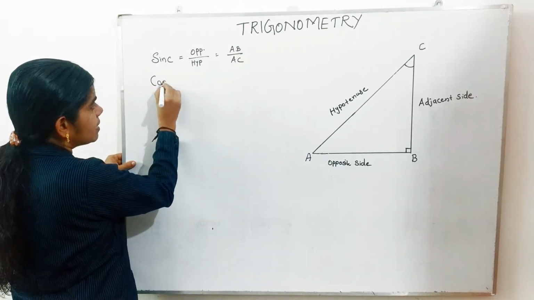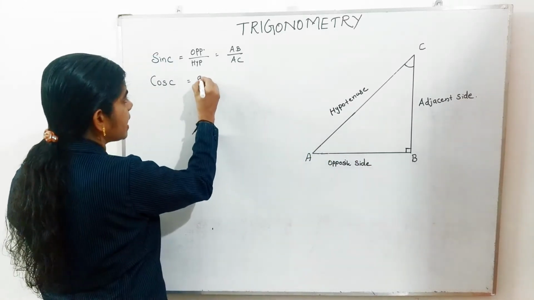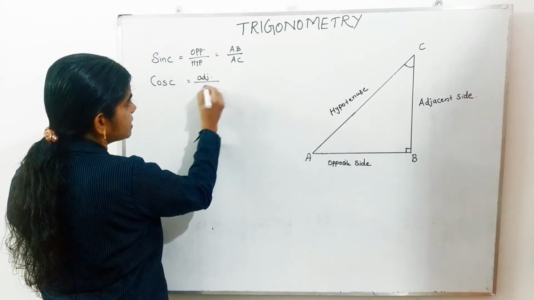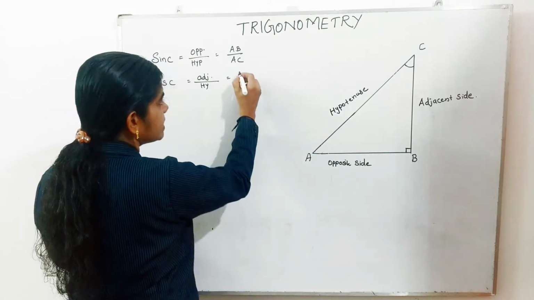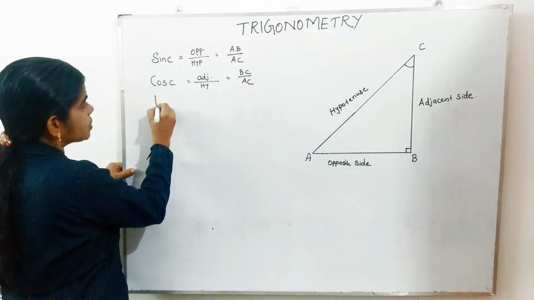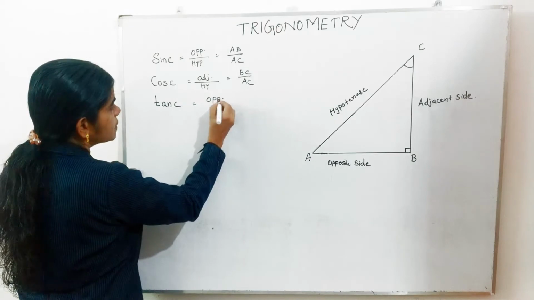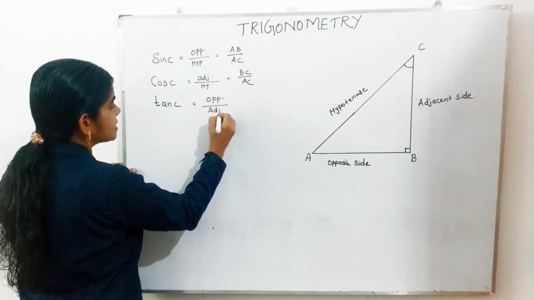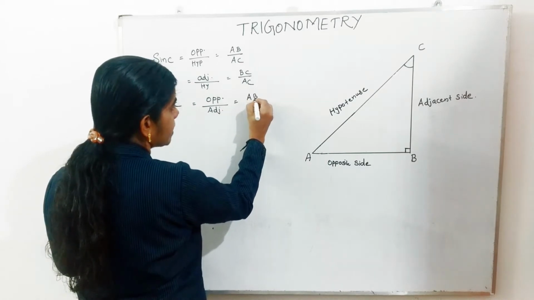Next we will write cos C. Cos C means adjacent side divided by hypotenuse. Here the adjacent side is BC, so BC by AC. Next will be tan C. Tan C will be opposite side divided by adjacent side. Here what is the opposite side? AB by BC.